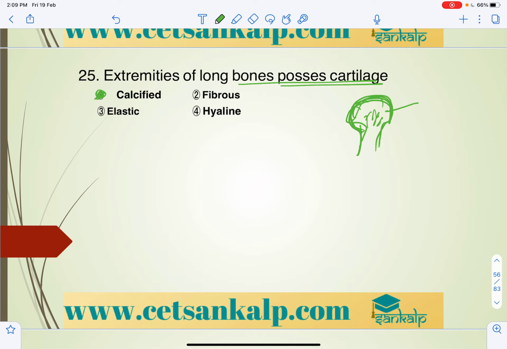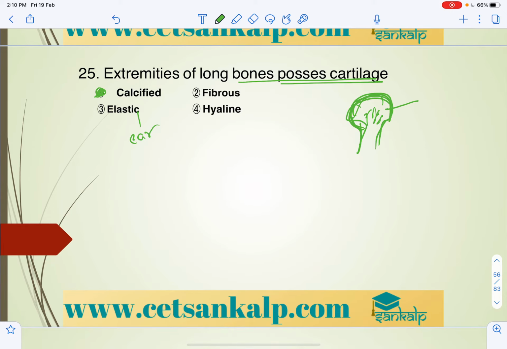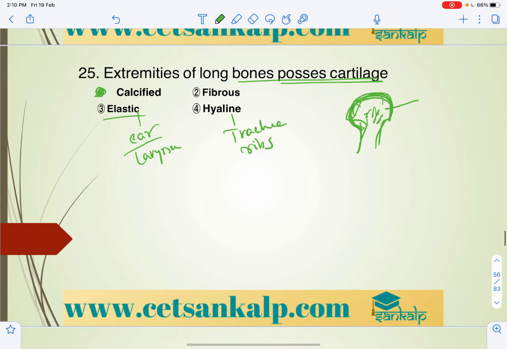So here we can say that the cartilage is present at different locations, and these cartilages help in articulation with some other bones. Generally we can say that elastic cartilage is there in the ear, and we can also see it in the larynx, hyaline cartilage in trachea, and it's also present in the ribs, right? So these are the things you have to keep in mind. Different types, that is calcified at the extremities.